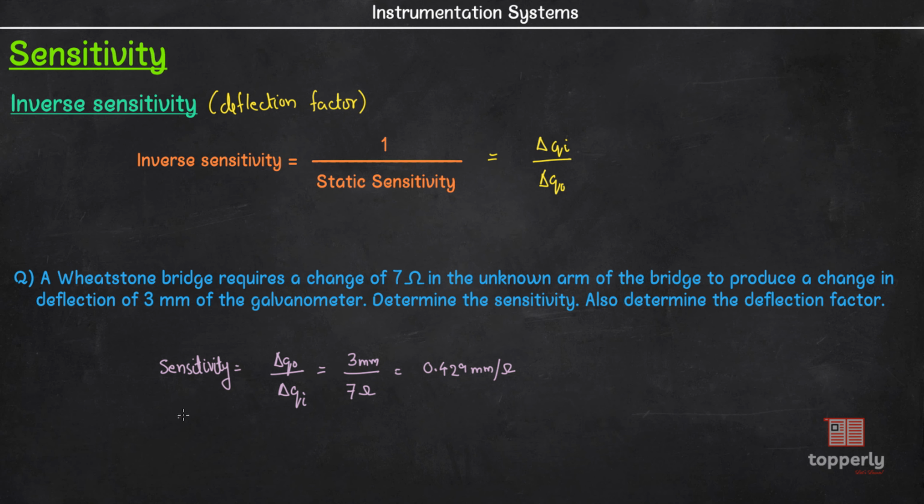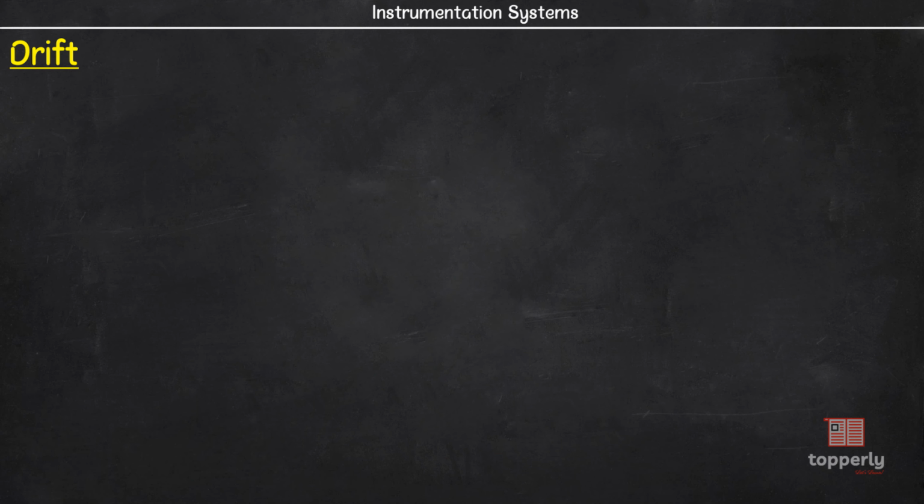And we are also asked to find the deflection factor, which is inverse sensitivity. Therefore, deflection factor is equal to 1 by sensitivity, which is 1 by 0.429 millimeter per ohm, which is 2.33 ohm per millimeter. Now, the sensitivity of an instrument is affected by environmental conditions and disturbances. Such environmental changes cause a drift in the instrument characteristics.